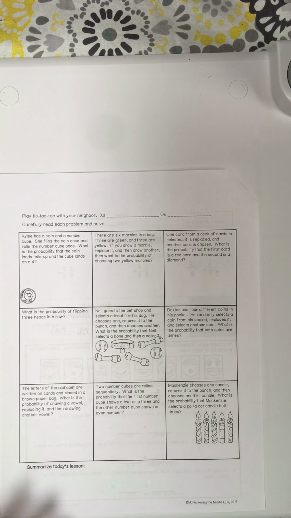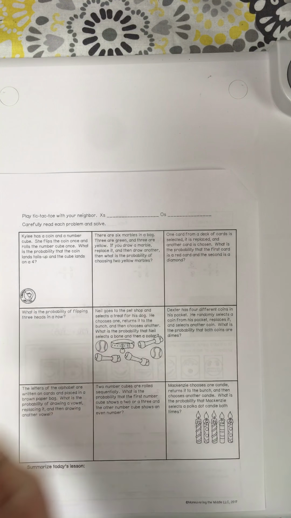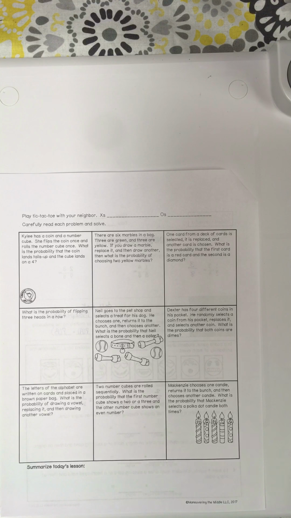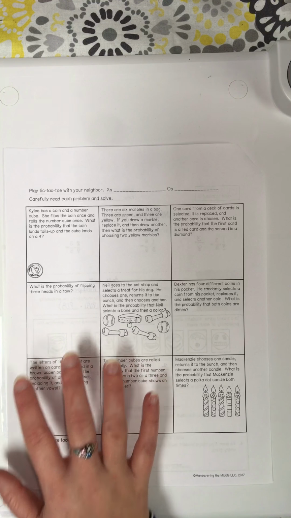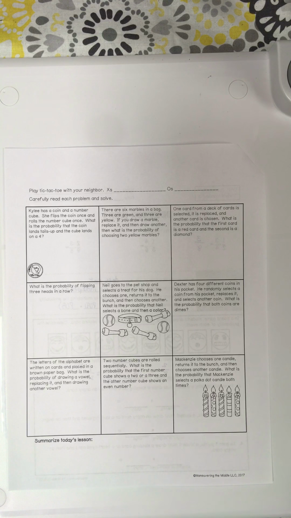Okay, it says play tic-tac-toe with your neighbor. Carefully read each problem and solve. So first we're going to do tic-tac-toe real quick. So if you're at home sick, unfortunately, grab a mom or a brother or sister or somebody and play tic-tac-toe, or get on the computer and play it against a computer. Record how many X's and how many O's. So you would be the X's, your partner would be the O's, and record how many X's and O's were drawn.